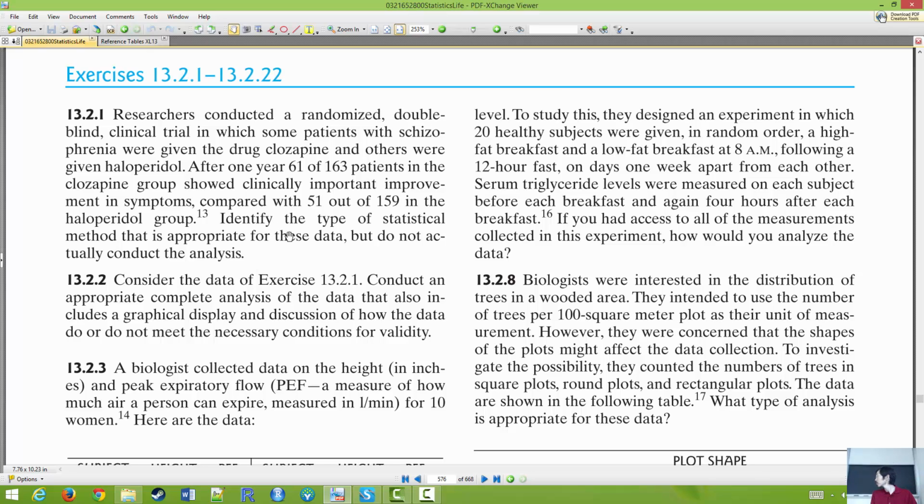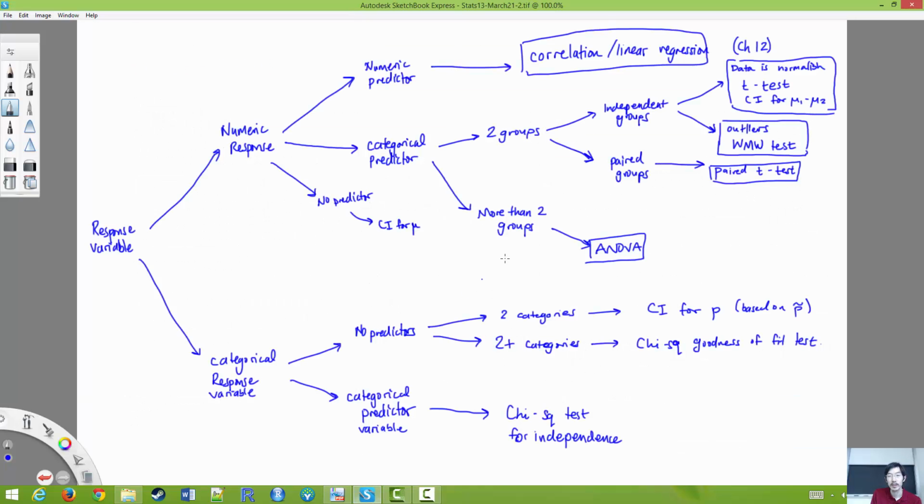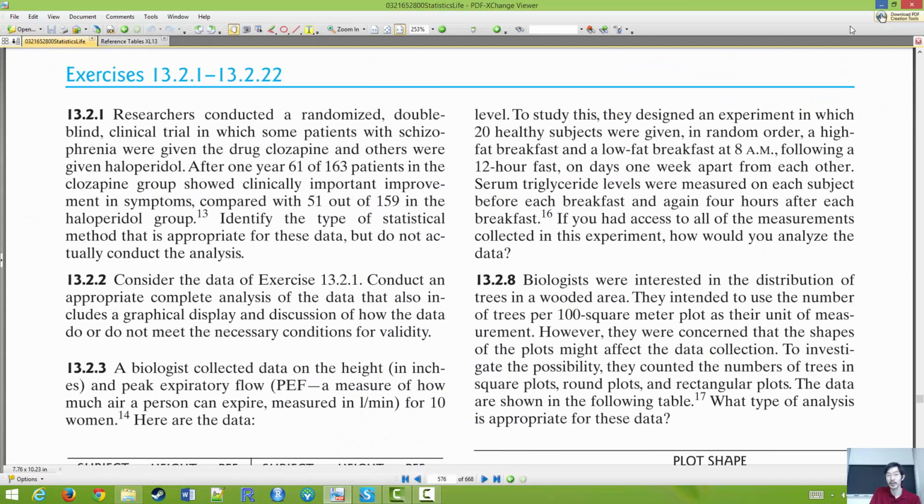Okay, I'll give you a few moments to think. Read through this and see which method is appropriate. What kind of response do we have? What kind of predictor, if any, do we have? What would the appropriate test be?